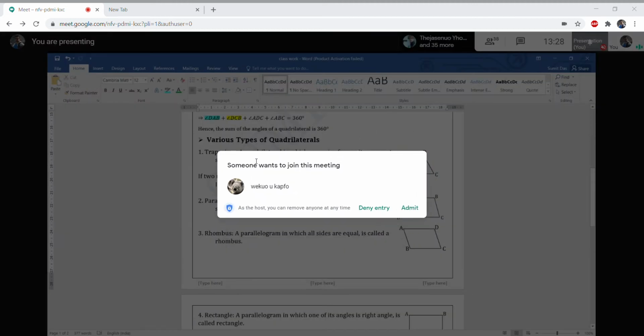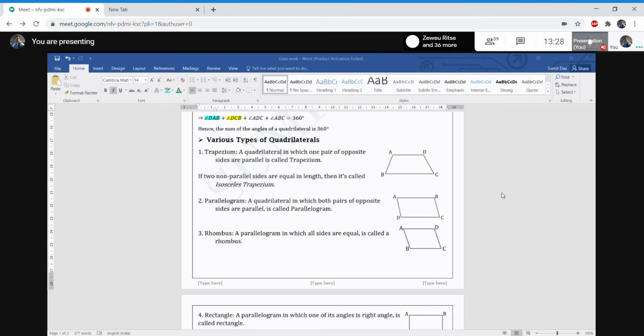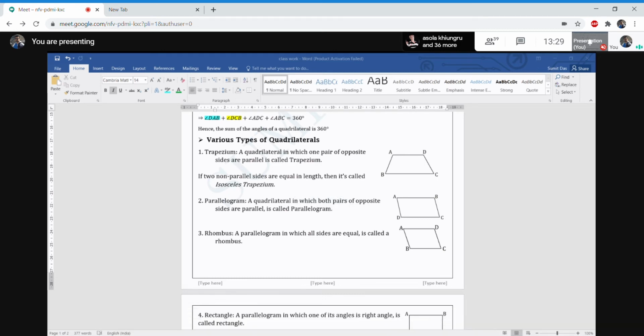And this is a little interesting thing. Some of you may know, some may not. If the two non-parallel sides are equal in length, then it is called an isosceles trapezium. That means in this trapezium, suppose AB and CD, the non-parallel sides, are equal in length, then it is called an isosceles trapezium.